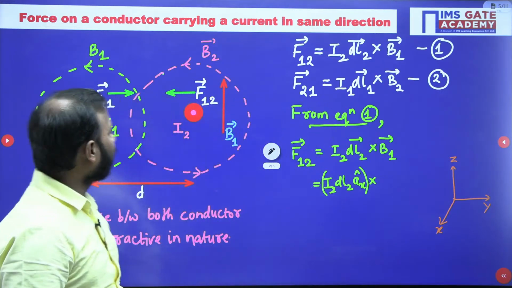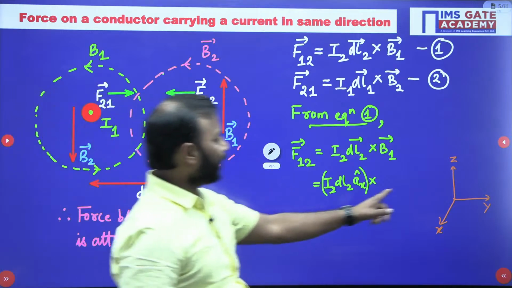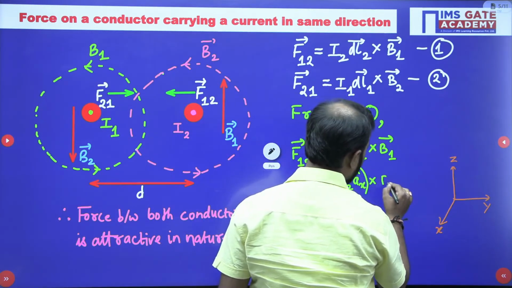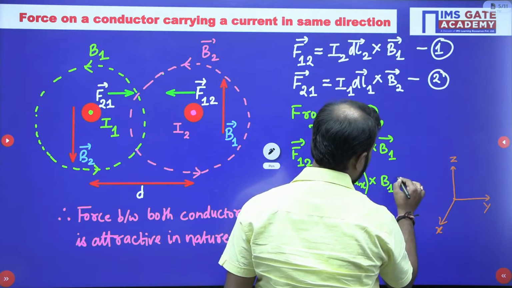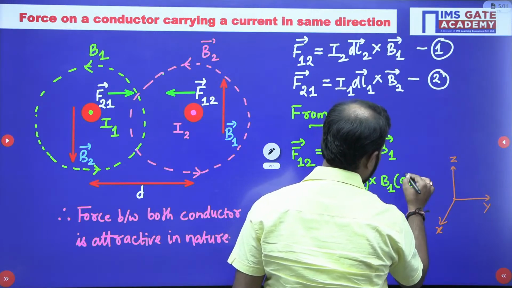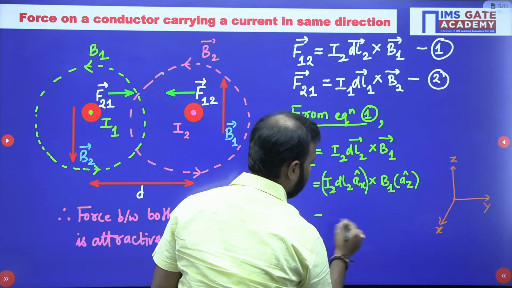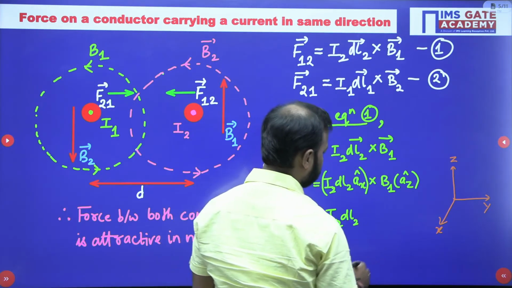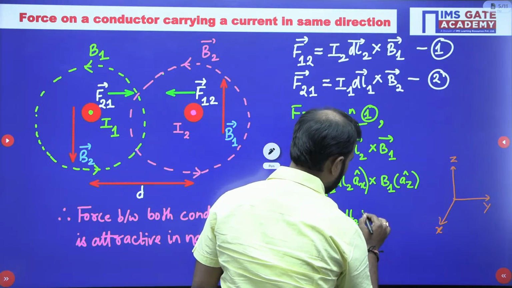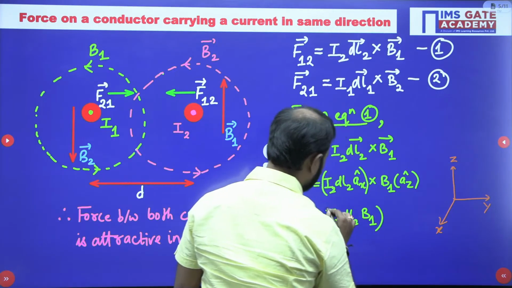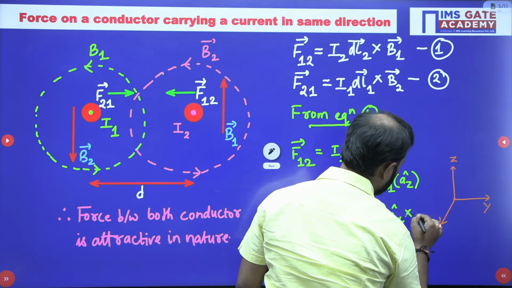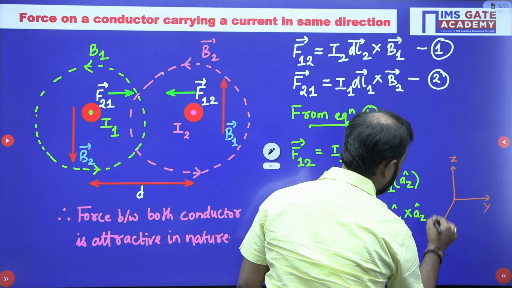B1 का डायरेक्शन क्या है? B1 is upward, so it is following Z direction ना. So magnitude of B1 is B1 and direction is AZ cap. So let me take them together: I2 del L2 B1. So this is magnitude and AX cross AZ cap.